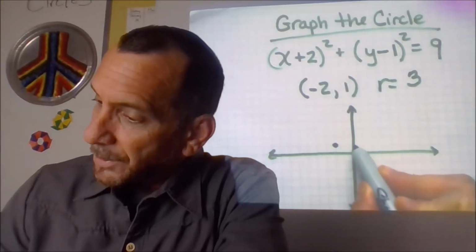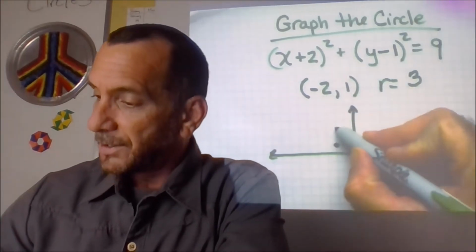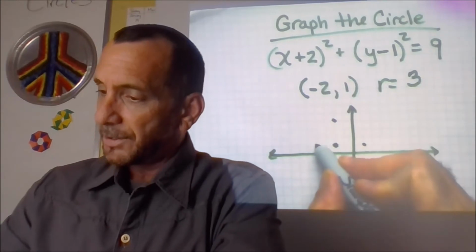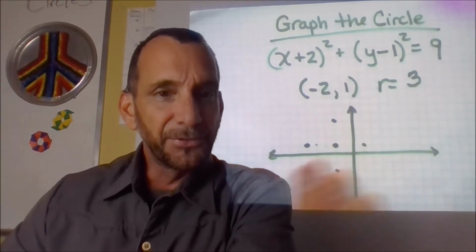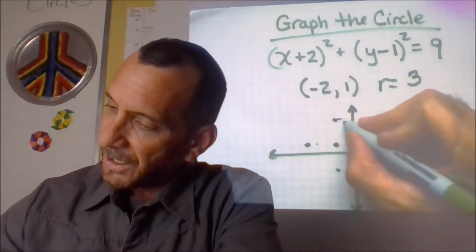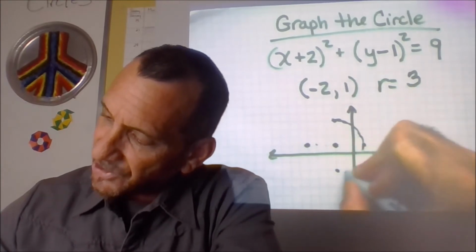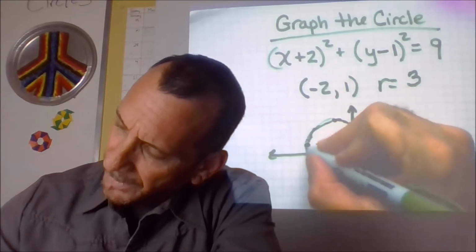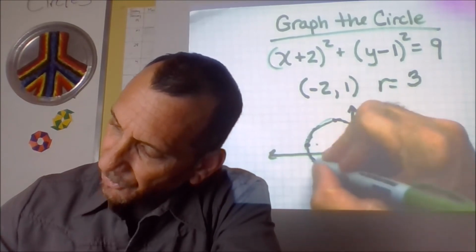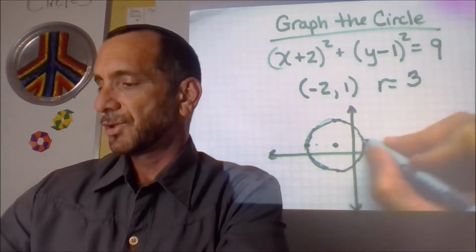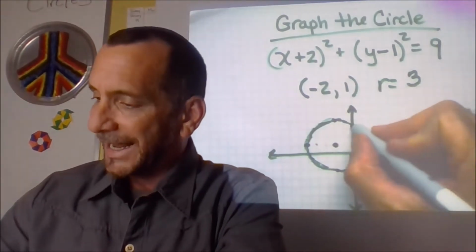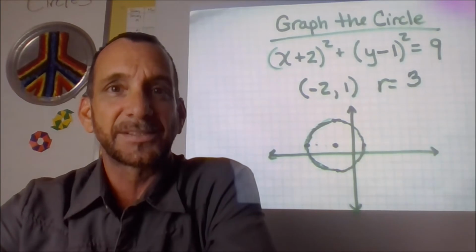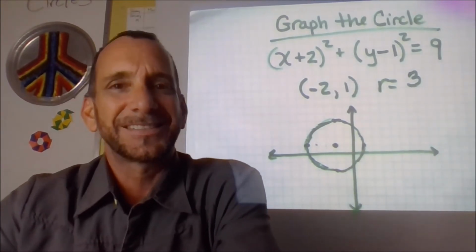I'm going to go 1, 2, 3, 1, 2, 3, another radius, 1, 2, 3, 1, 2, 3. I have gone 3 units in every direction, and now I can just kind of sketch what that circle looks like. Not always easy to sketch a circle, but that's not too bad there. Just getting an idea what that circle looks like and where its center is, what is its radius.